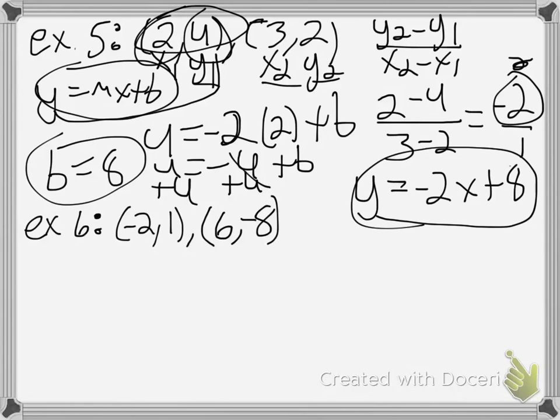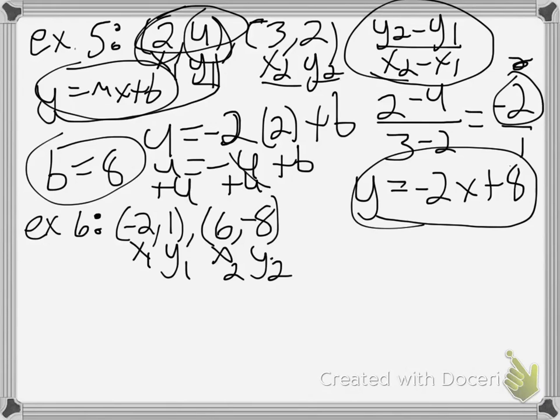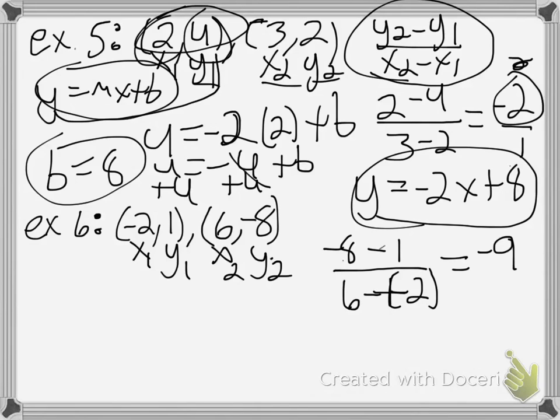Alright, let's try this next one. We know this is x and y, using the same slope formula. So I know that's x1, y1, x2, y2. So I know that's negative 8 minus 1 over 6 minus a negative 2. So we know negative 8 minus 1 will be negative 9 on top. These two negatives turn into a positive. So 6 plus 2 is 8. So my slope is negative 9 over 8.